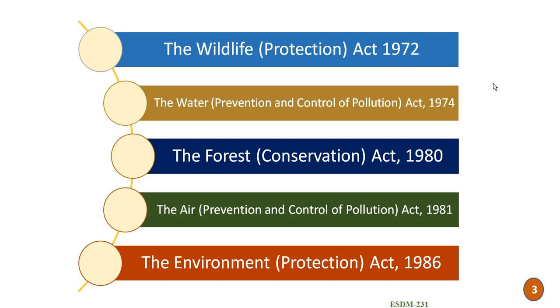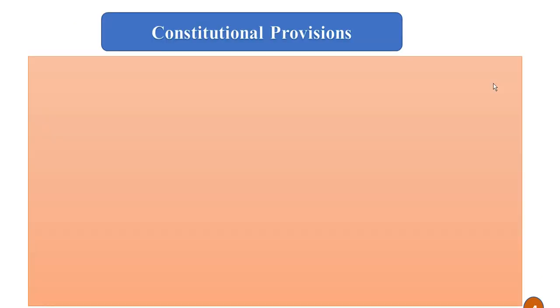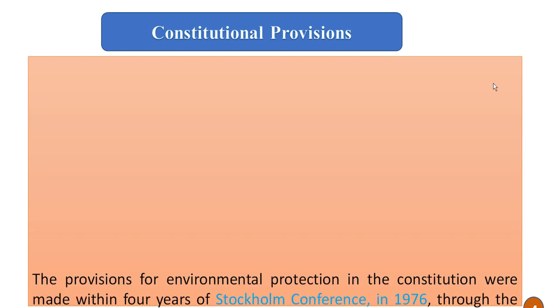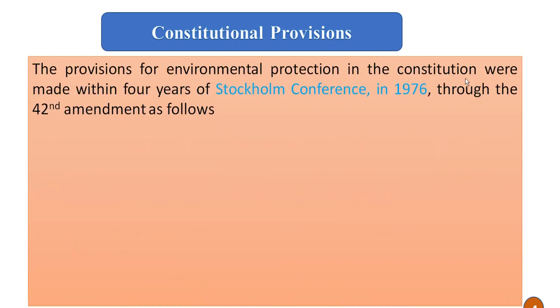Now let us see the details of the important 5 laws passed by our government for environment protection. So what are the constitutional provisions made by the government? The provisions for environmental protection in the constitution were made within 4 years of the Stockholm Conference, in 1976, through the 42nd amendment, as follows.